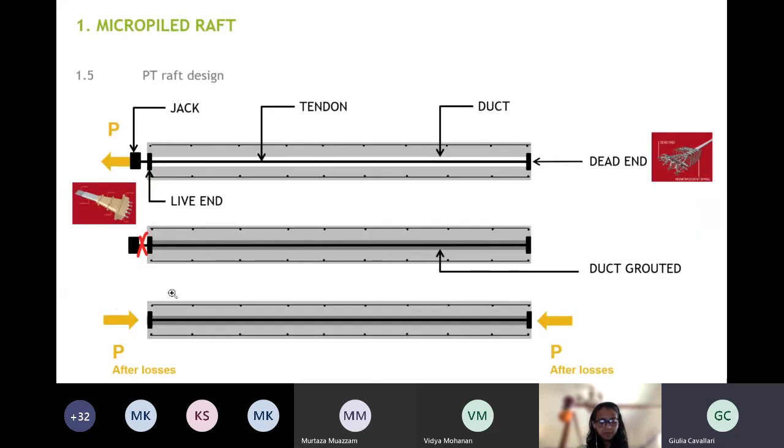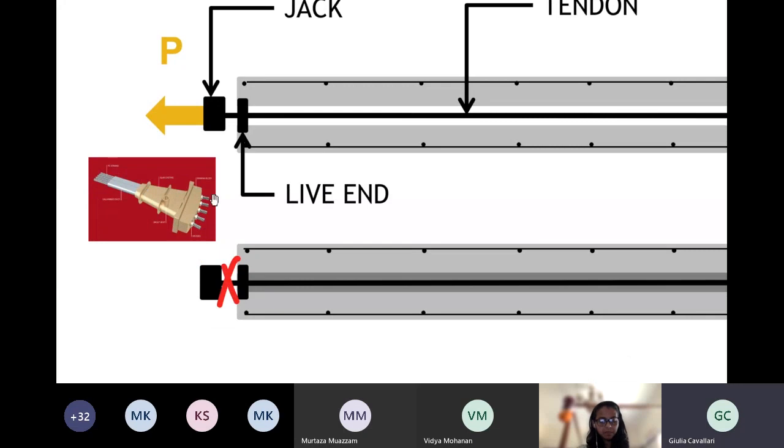And the live end on the other side is a special system that splits the strands in each tendon so that they can be pulled.